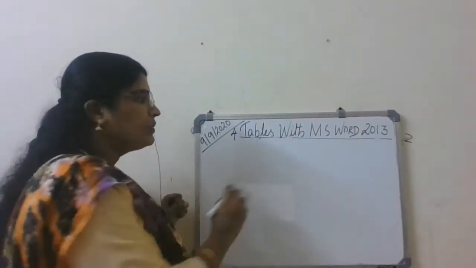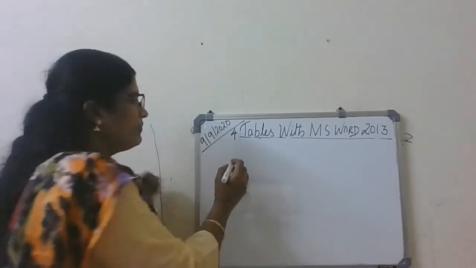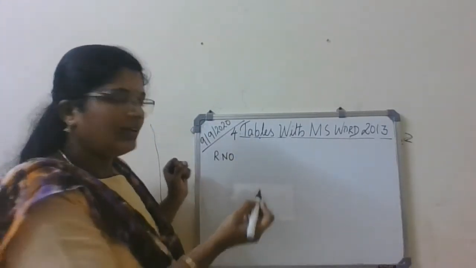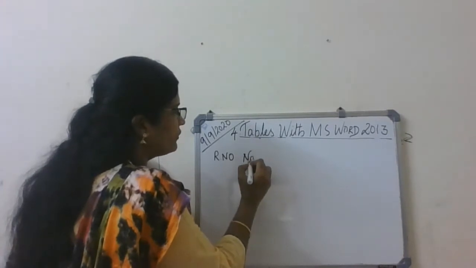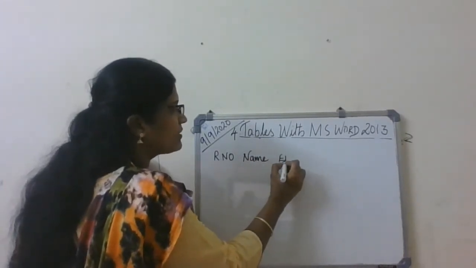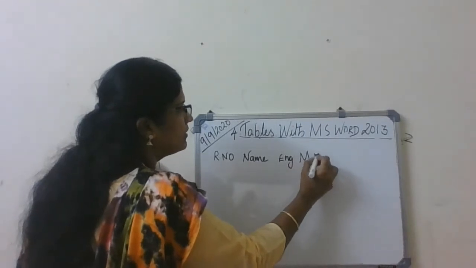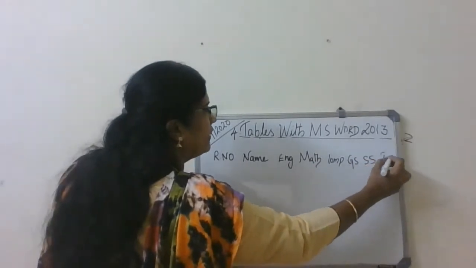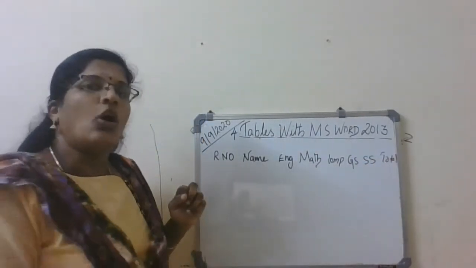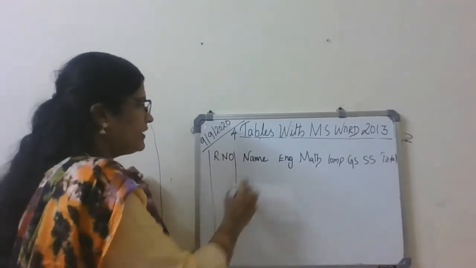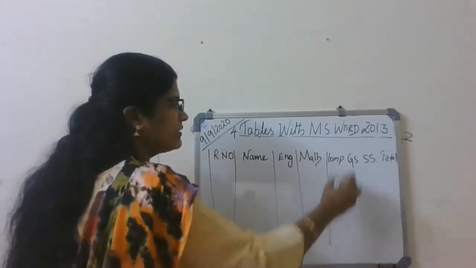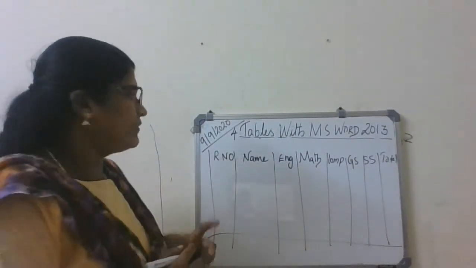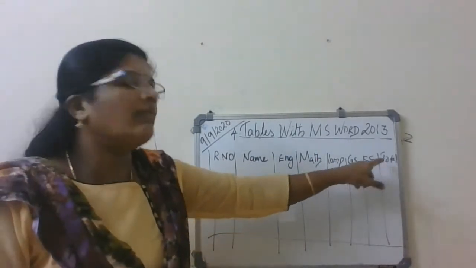So the table. What are the things we needed? First we will write it. Okay, so we need roll number. Then what else do we need? We need name of the student. Then we need marks of English, maths, computer, GS, SS. Then total. So these are the columns we needed. So let me draw a line here. Name, subjects, so these many columns we need. So 1, 2, 3, 4, 5, 6, 7, 8 columns.